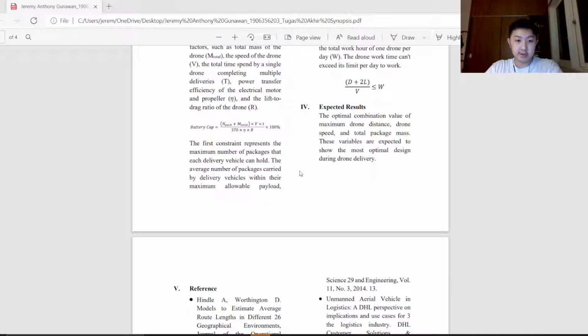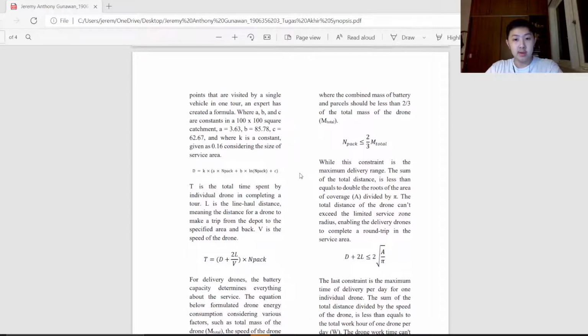Next, the first constraint represents the maximum number of packages that each delivery can hold. The average number of packages carried by delivery vehicles within their maximum allowable payload, where the combined mass of battery and parcels should be less than 2/3 of the total mass of the drone. As you can see, this is the constraint.